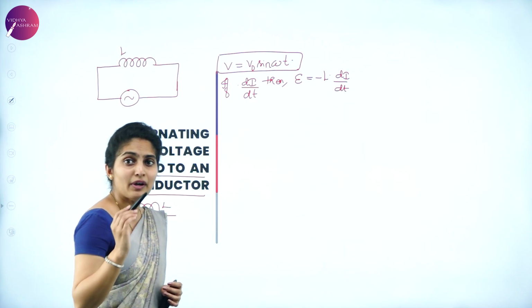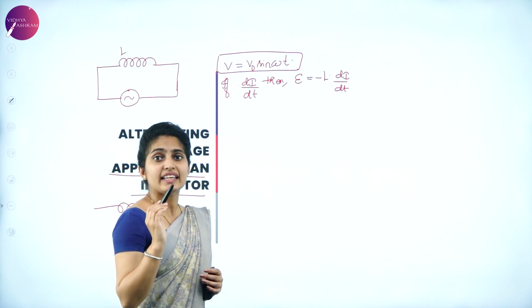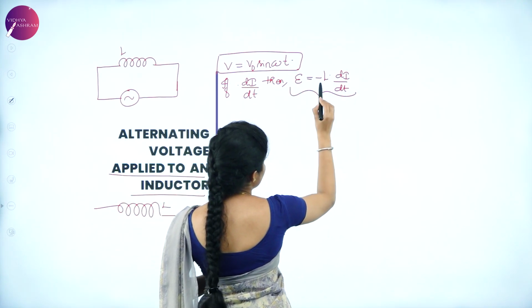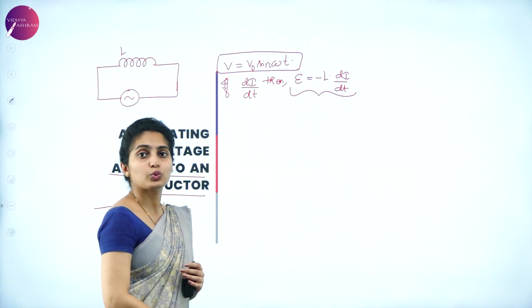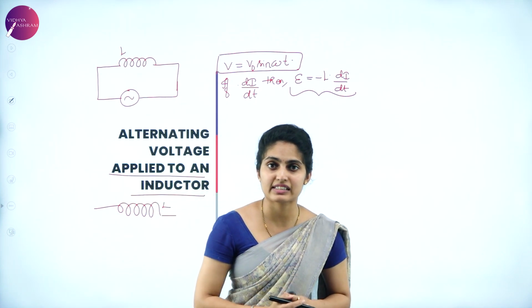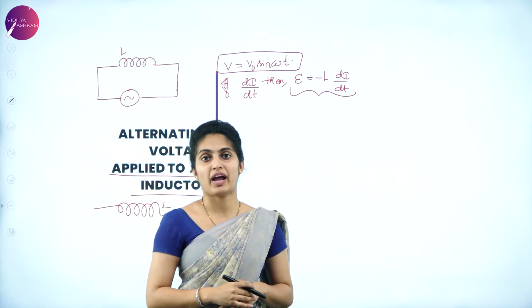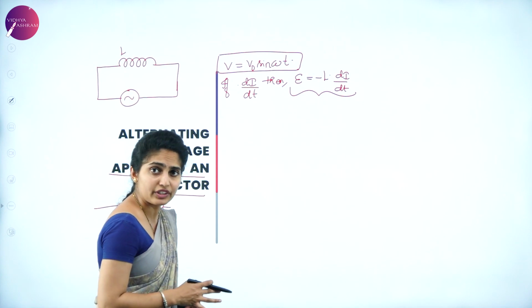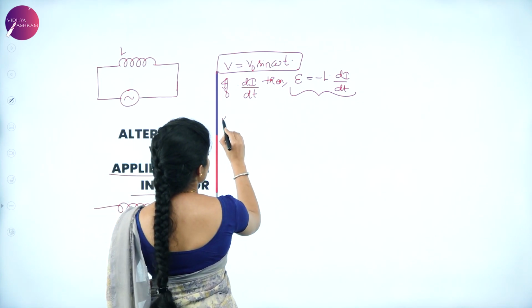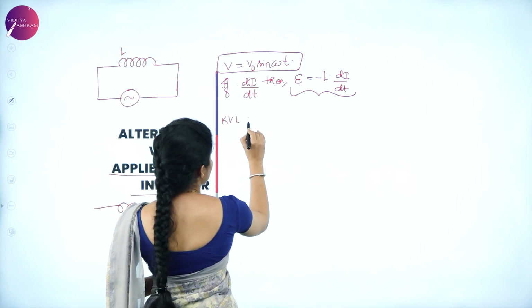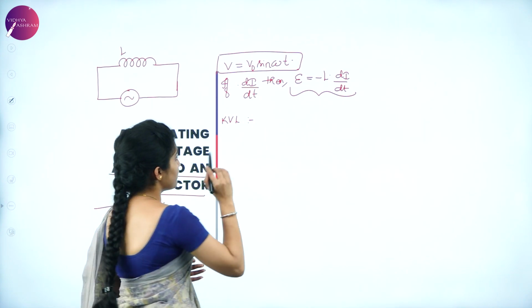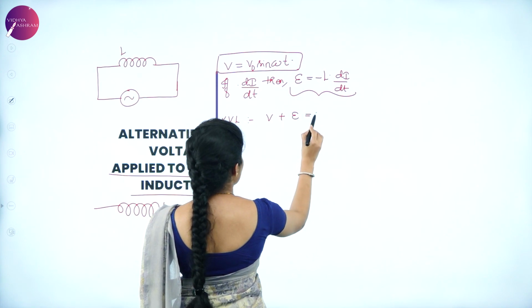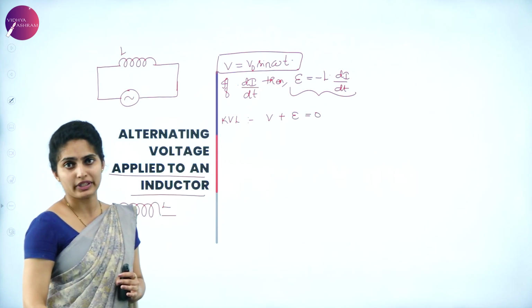EMF is equal to minus L into di by dt. This equation we have got by using Faraday's law, and the negative sign is due to Lenz's law, which we studied in chapter 6, electromagnetic induction. Since there is no resistance over here, we consider KVL, Kirchhoff's voltage law, which gives voltage plus EMF is equal to 0.